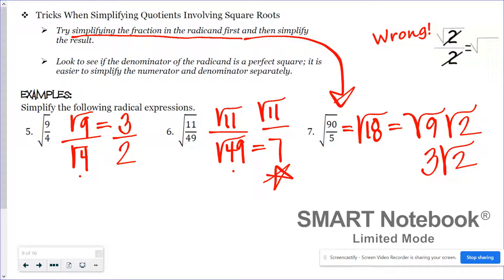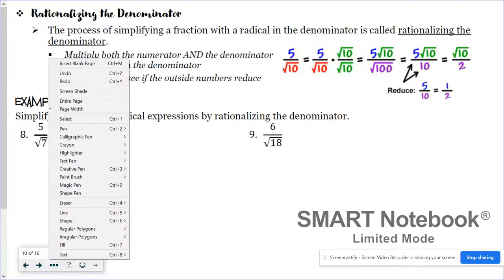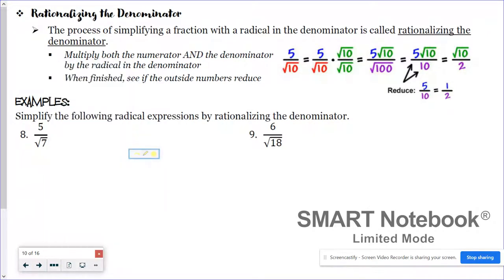Okay. And so there is a process called rationalizing the denominator. This is what we do when we have that radical in the denominator and it just isn't going away using our tricks. So what we're going to do is multiply both the numerator and denominator by the radical in the denominator.